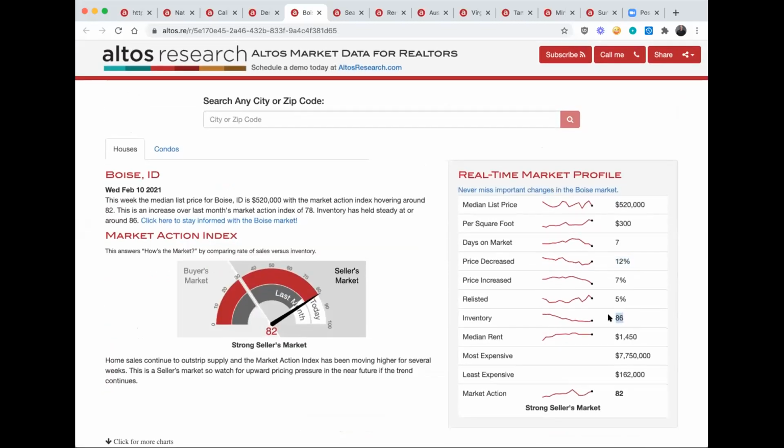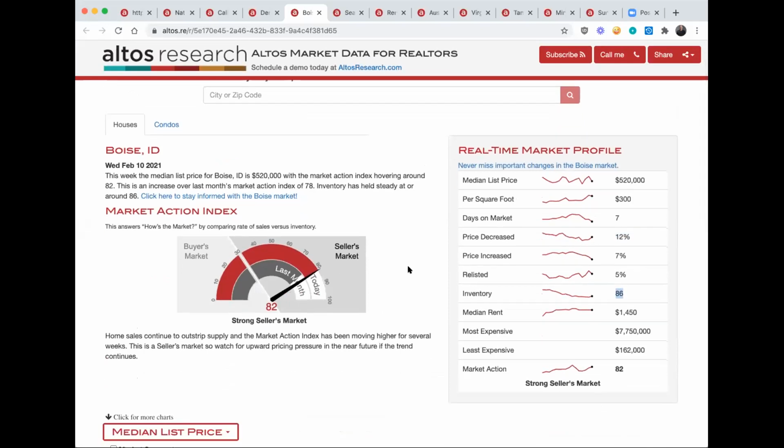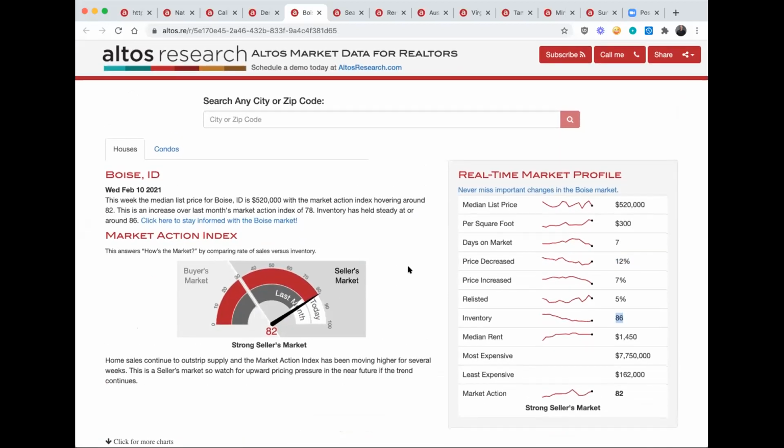And 86 homes for this is city of Boise. The only town is city of Boise. And again, a bunch of homes are going directly into contracts, so they actually bypass the active market altogether. Let's look at Seattle.